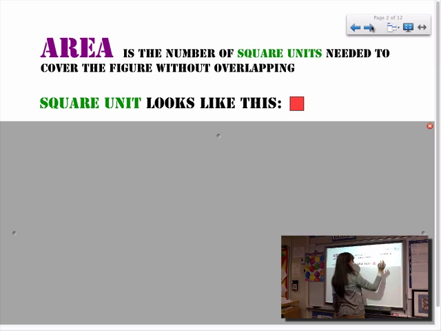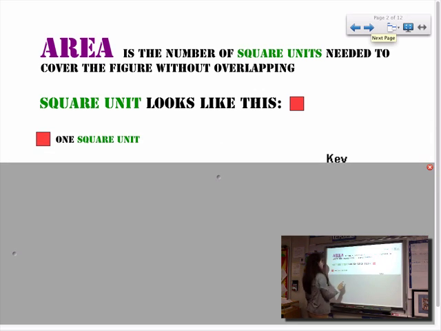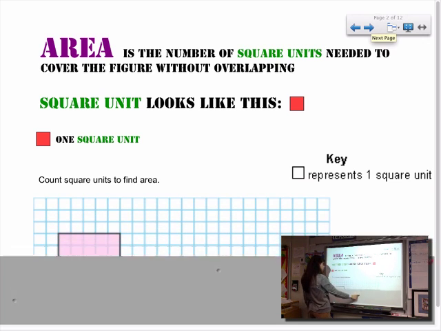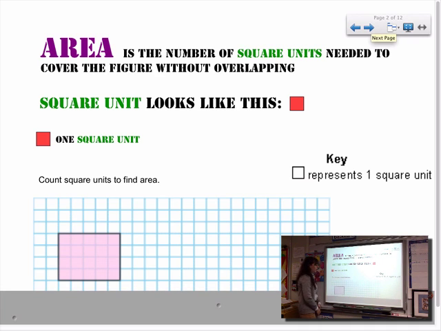And today we are going to take our learning one step farther as we learn about another concept, area. Area is the number of square units needed to cover a figure without overlapping. Square units look like this. And 1 square unit would be 1 single square. We can then use this idea to find the area of a figure.